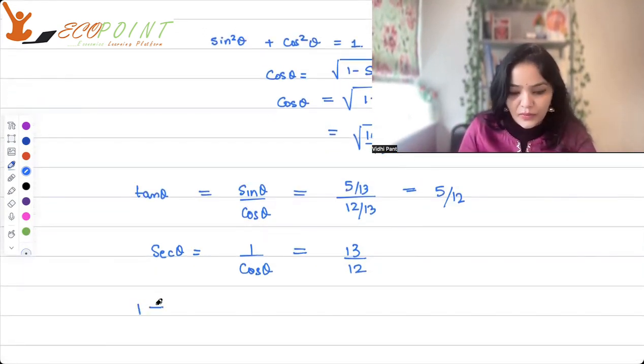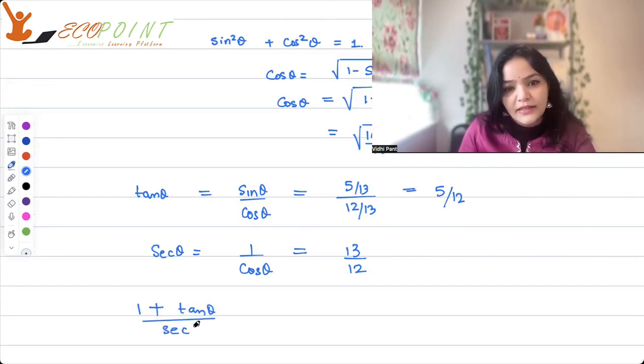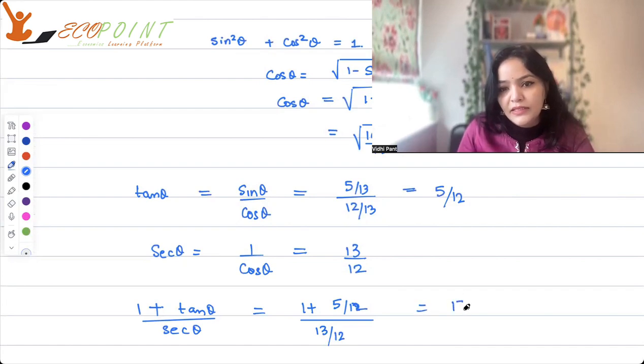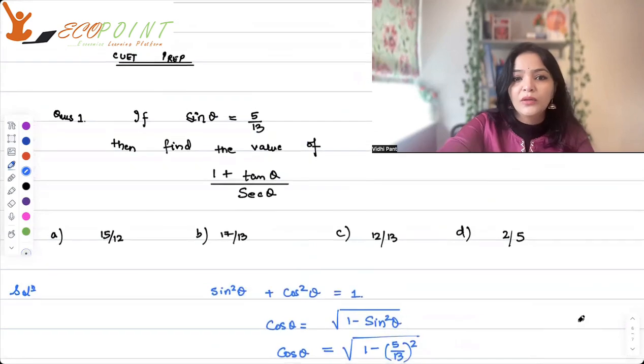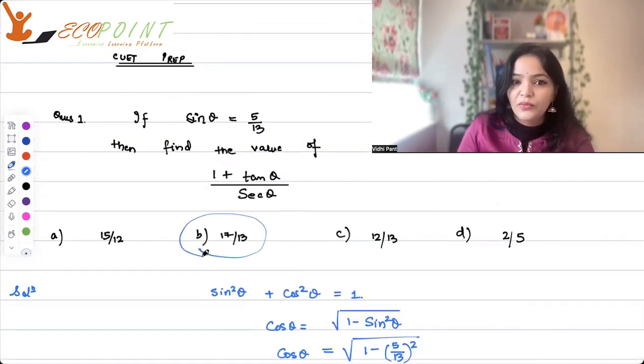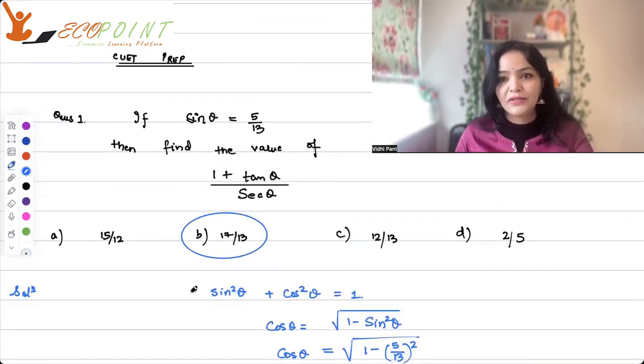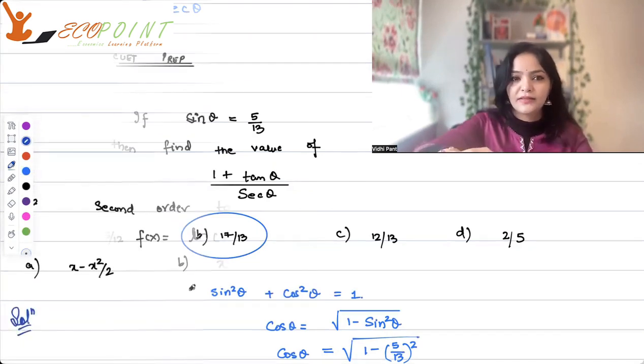Therefore, what we need to find out is 1 plus tan theta upon secant theta. This should be equal to 1 plus 5 by 12, I already have, right? Then here secant theta is 13 by 12. So this makes it 17 upon 12 upon 13 upon 12, which means what I get is 17 by 13. Do we have any option which is giving us this? Right, we do. We have option B, which is giving us 17 upon 13. That would be the correct answer.